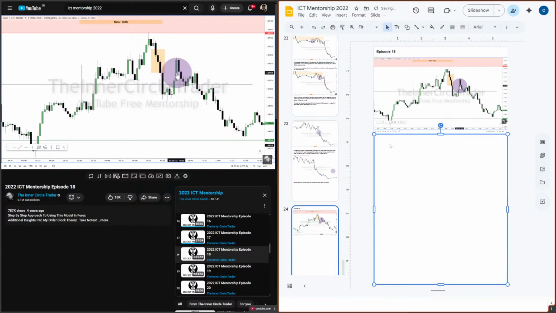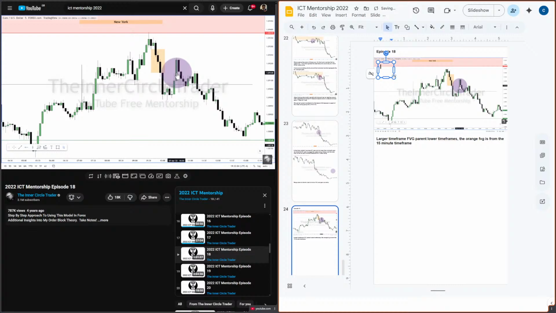Essentially it's him talking about the parenting of a parent fair value gap. So how do I write this? So the orange. Also need to annotate the chart to say 15 minutes.